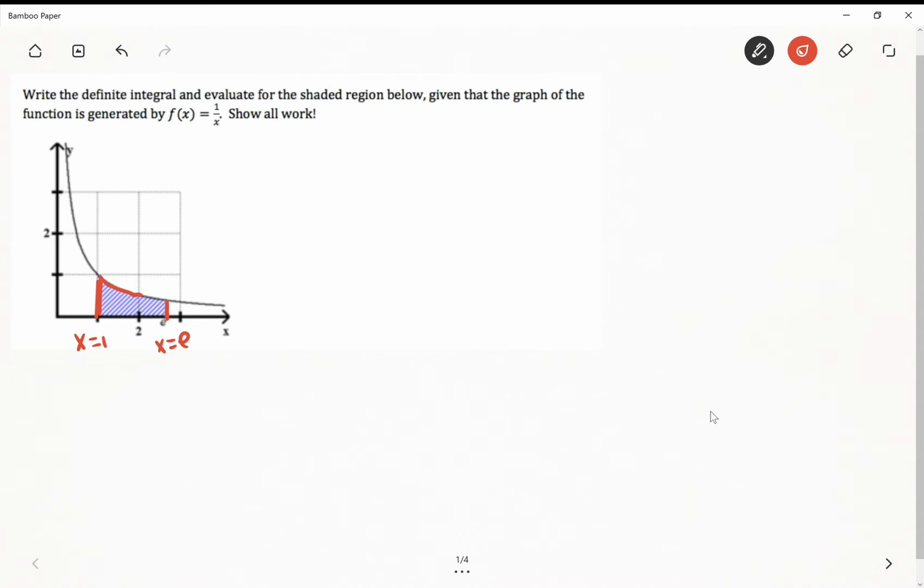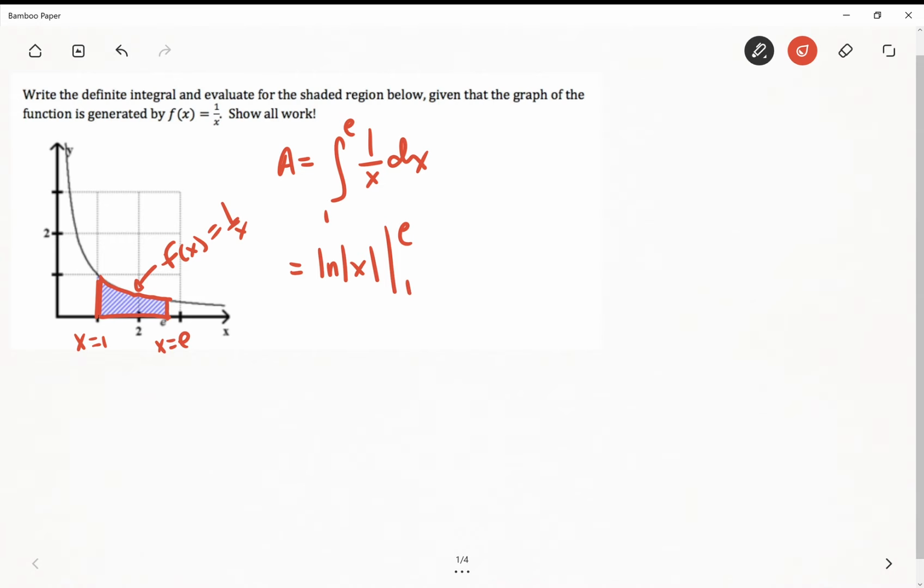The top of our shaded region is bound by the function f of x equals 1 over x, and the bottom is the x-axis, also known as y equals 0. So we can say the area is equal to the definite integral from 1 to e of 1 over x dx. And we know the antiderivative is the natural log of the absolute value of x. And we still have to evaluate it at the bounds from 1 to e.